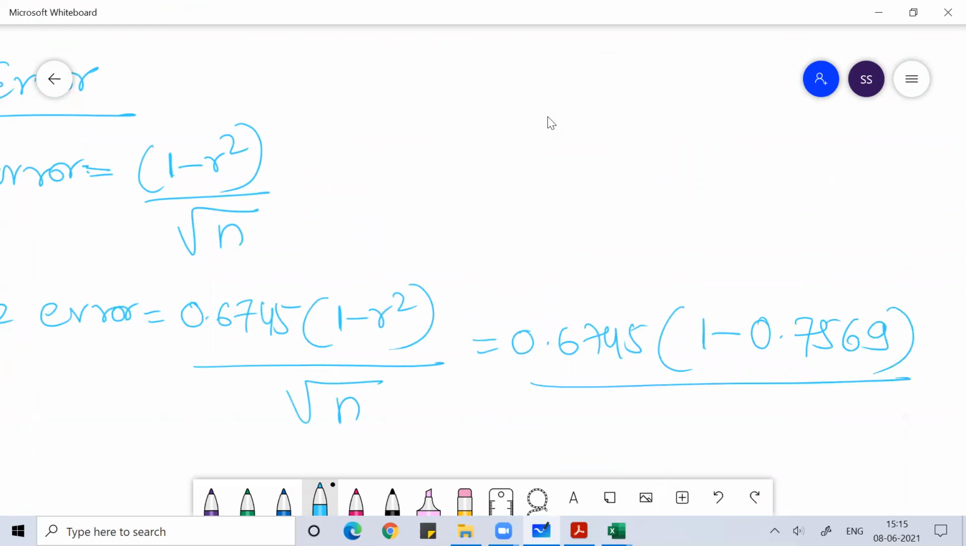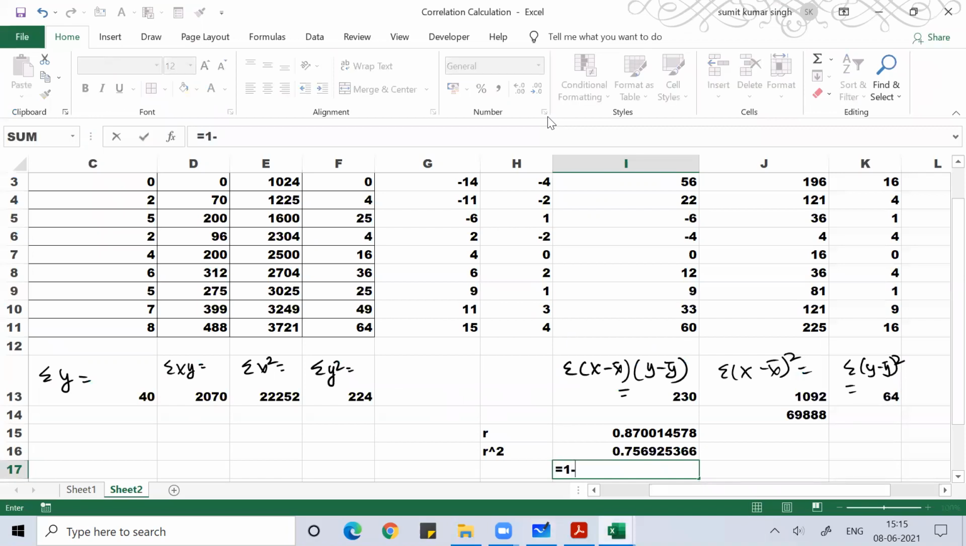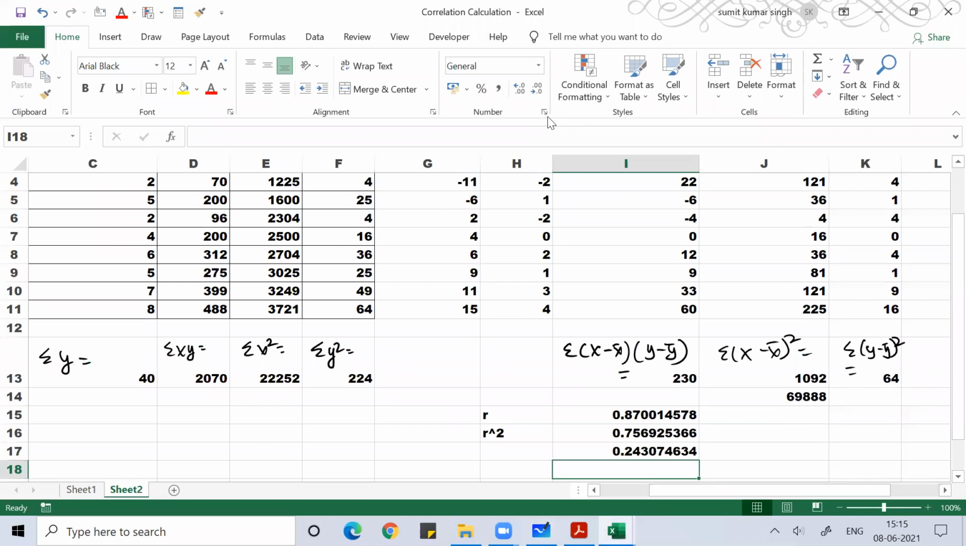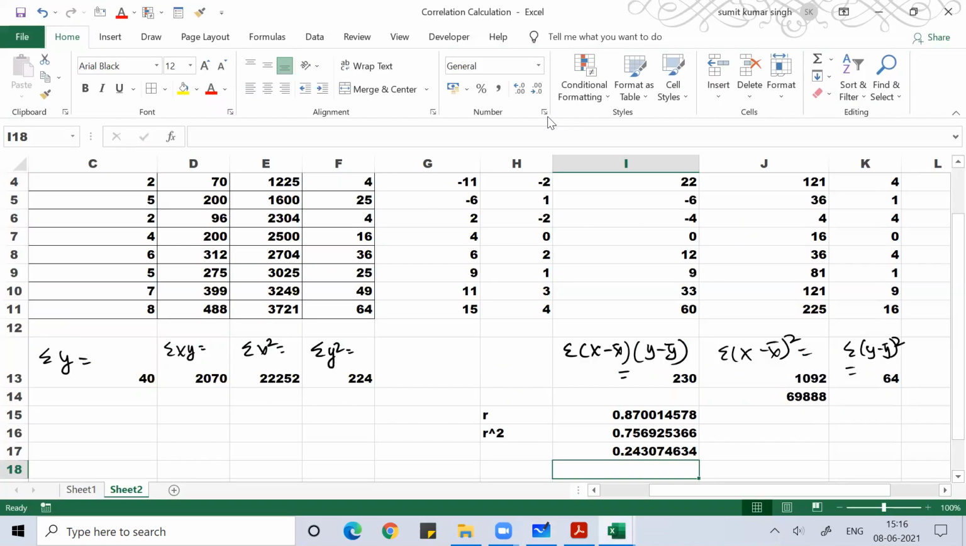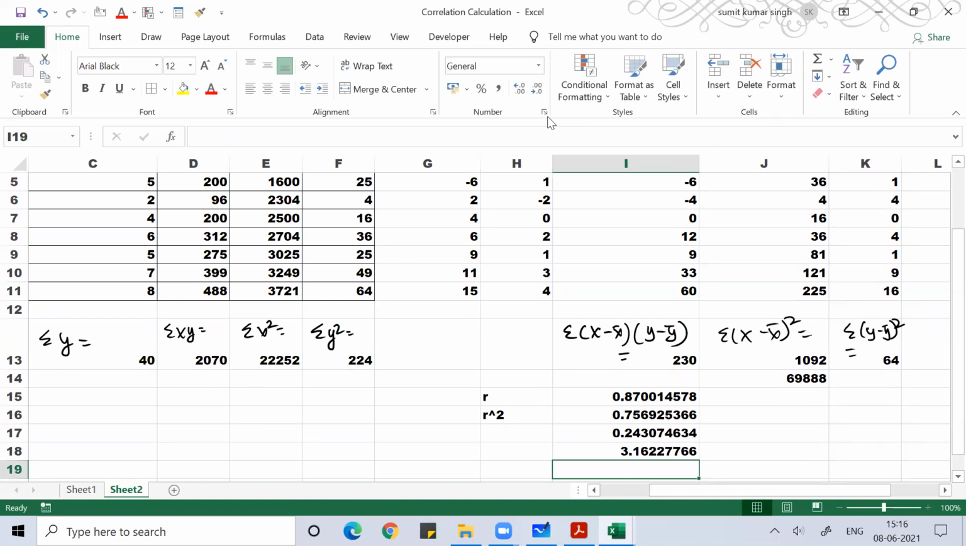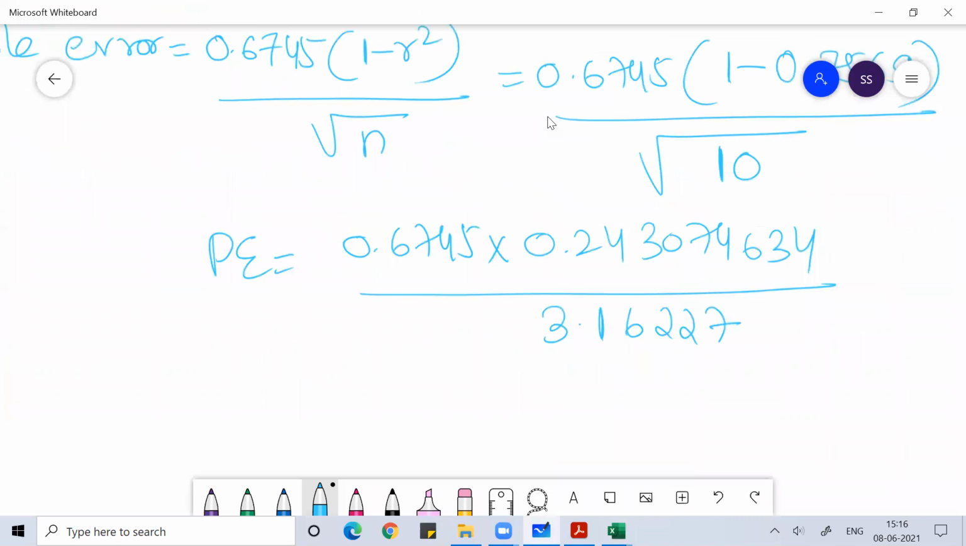0.7569 divide by root n. N is what? N is 10. Now n is 10, root n. So your probable error value is 0.6745 into 1 minus that, 0.2430, 0.243073074 divide by root n, square root of n, 3.162, 3.16227 like that. So you'll find the probable error.